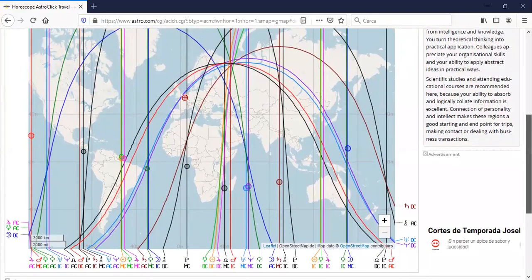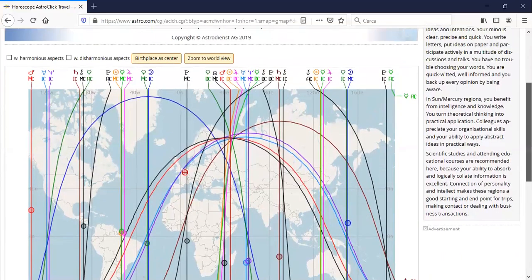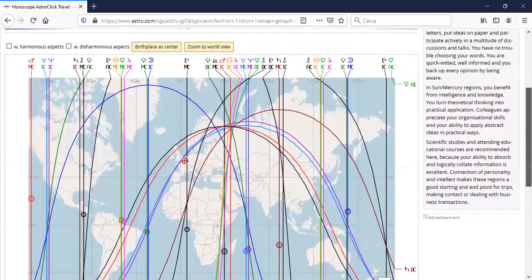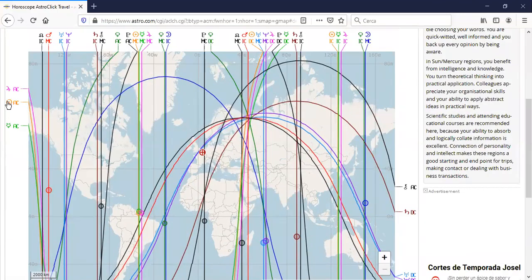relate to people. If you're looking for developing more self-confidence, of course, also Sun on the ascendant is a great line. And for me, it's going through here.